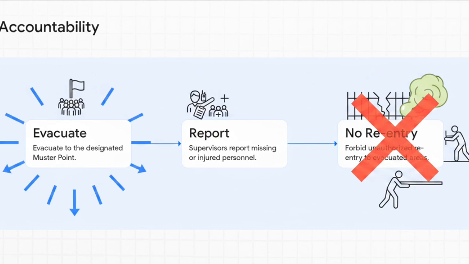First, everyone hits the muster point. Second, supervisors report missing or injured personnel directly to the incident controller. And third, and guys, this is an absolute non-negotiable rule, absolutely no unauthorized re-entry is permitted. You never, ever send an untrained employee back into a toxic gas cloud to find a missing colleague. The document absolutely forbids it.